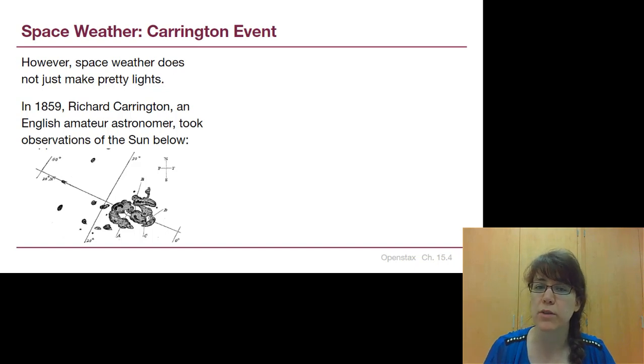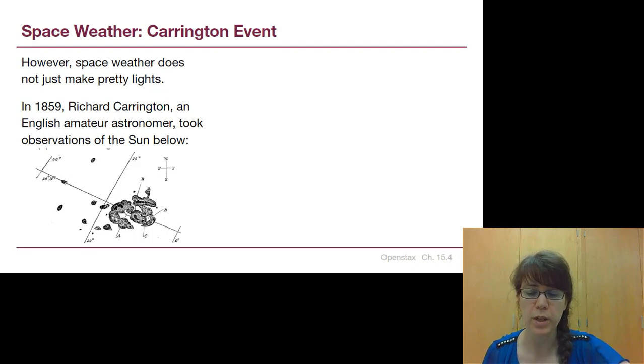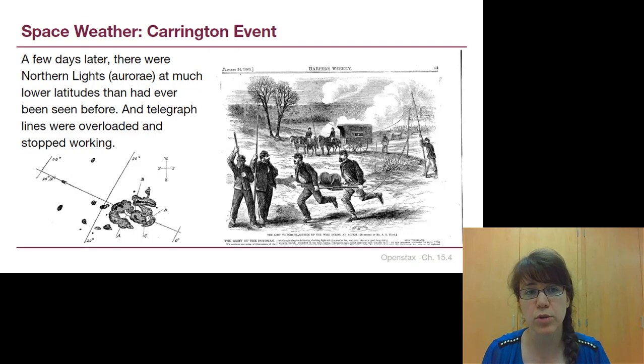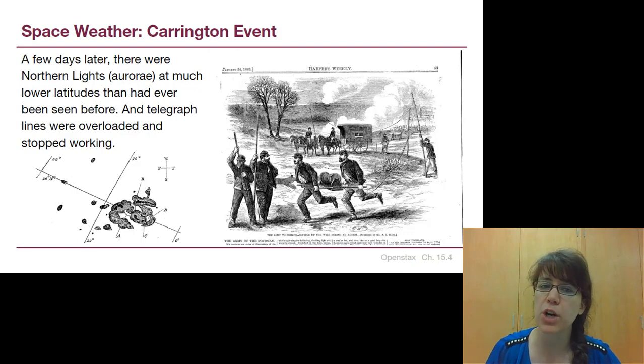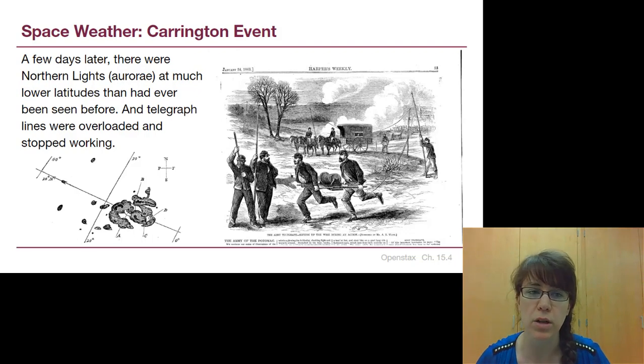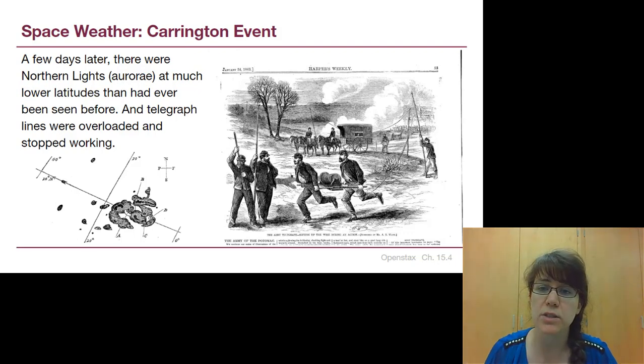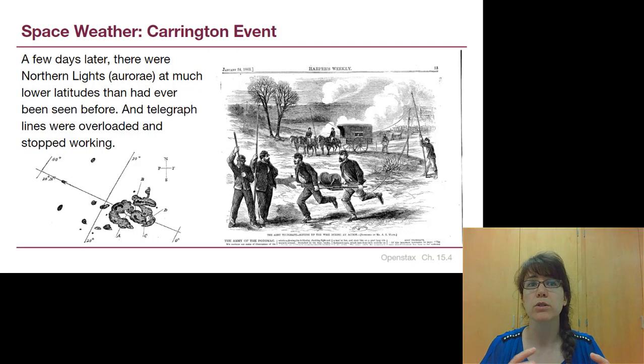However, in the following several days, there were a whole lot of things that happened. People could see the northern lights, the aurora, at much, much lower latitudes than had ever been seen before. And remember, this is the 1800s. Telegraph lines were the way that people communicated with each other, long lines of metal. Those telegraph lines were overloaded and stopped working on an almost global scale. And in a couple of places, the electricity running through the lines was so high that it started electrical fires in some of the telegraph stations. Okay, so what happened?